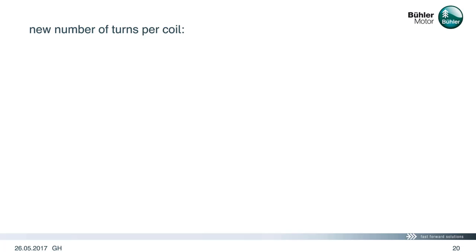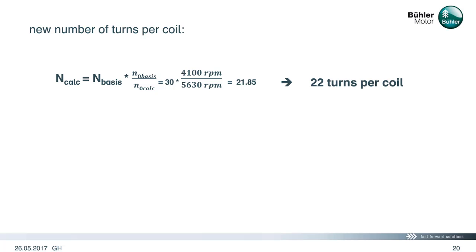We calculate now the number of turns per coil for our target motor. Its number of turns calculated equals the number of turns of the basis motor multiplied by the no-load speed of the basis motor divided by the no-load speed of our calculated motor. And in our case, the result would be 21.85. But as only integer values can appear for the number of turns per coil, we have to round this up to 22 turns per coil.